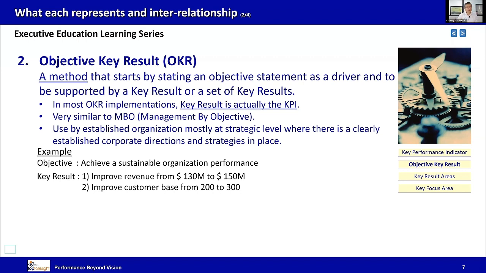Of course, eventually it's still a KPI, because your KPI is still revenue, 150 million. Customer base, 300 million. So sometimes we get ourselves very confused because there are so many ways to interpret something that we want to talk about. All right.